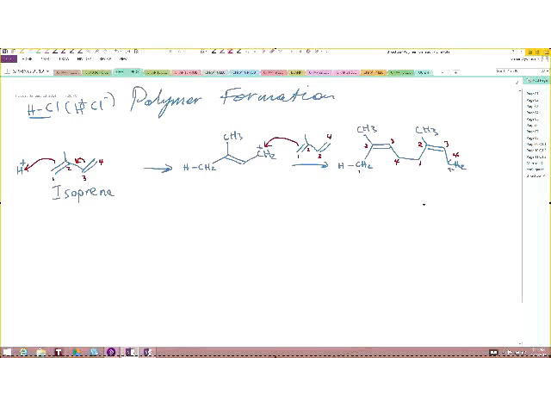Supposing we now have another molecule of isoprene. What do you think will happen? Let me number this again: 1, 2, 3, and 4. What will happen here? Okay, another nucleophilic attack on the carbocation. Very good.